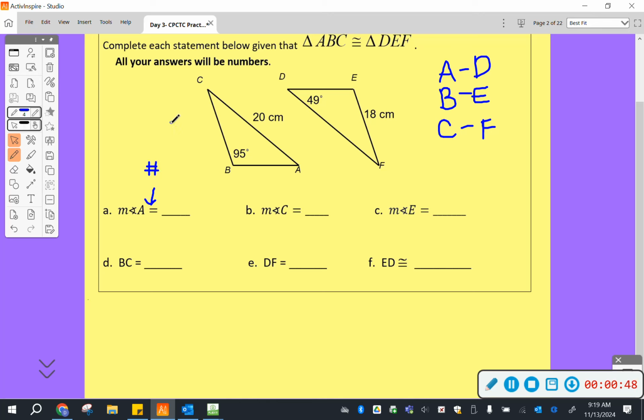So A goes with D, and so therefore D is 49, so A is 49. So this is not 49. What's my answer right here? 49 degrees. Sorry, I'm writing with my mouse. It looks ugly. Now, how do I find angle C right here?